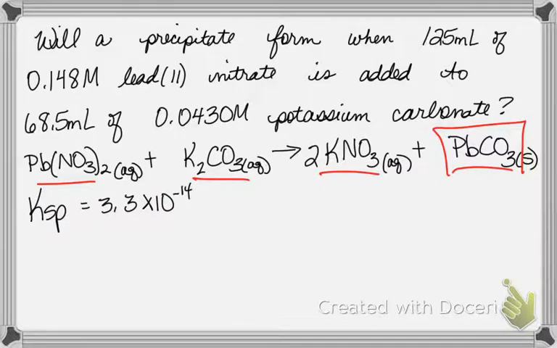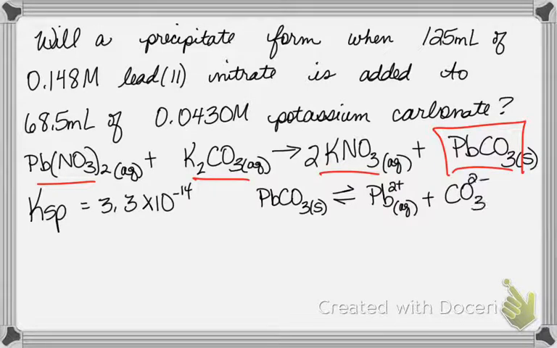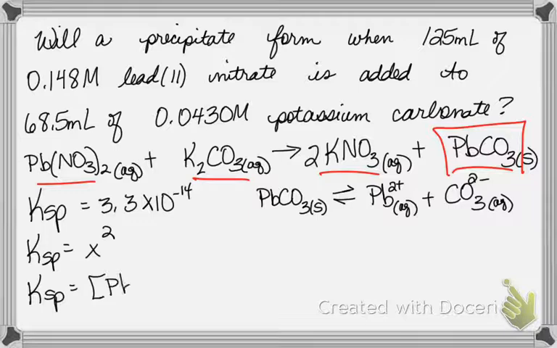The KSP table also gives us a net ionic equation for this. Instead of the ions forming the solid, it shows us that lead-2 carbonate would ionize into the lead ions and the carbonate ions. So based on what we've learned in class, we also know that the KSP is equal to x squared. That's actually not going to be used for this problem. And we know that the KSP is the concentration of the lead ions times the concentration of the carbonate ions.